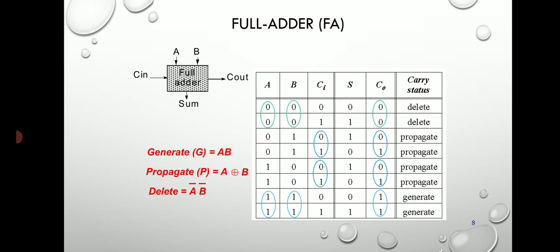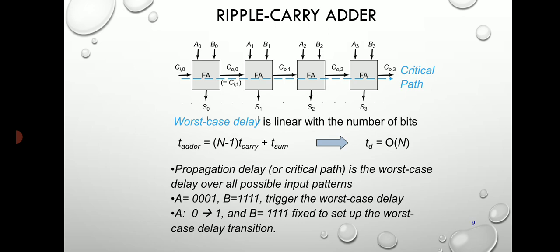So here it carries the status of delete, propagate and generate. Generate is equal to the product of the inputs, that is a and b. Propagate is a exclusive-OR b, delete is a bar and b bar. The ripple carry adder expresses the carry inputs, and when g is equal to 1, a carry bit will be generated, and when g is equal to 0 it is deleted.